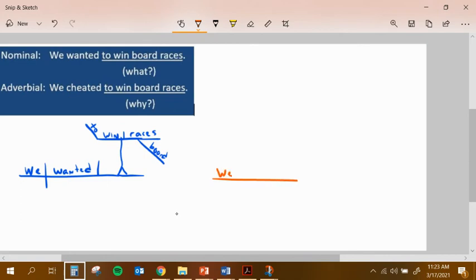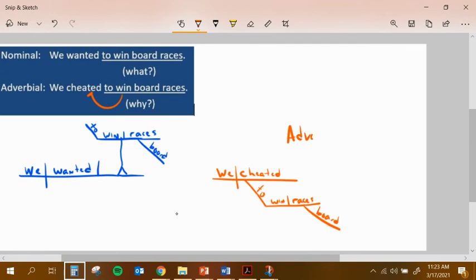I would say we, action verb, cheated. But we didn't cheat what? We cheated why. An adverb always seems to go underneath the verb, explains why we cheated. So I want this infinitive to describe cheated. So I'm going to build it underneath here and say, why did you cheat? To win. And to win races. What kind of races? Board races. So the infinitive looks the same, but one's on a tree and the other one's underneath the verb.